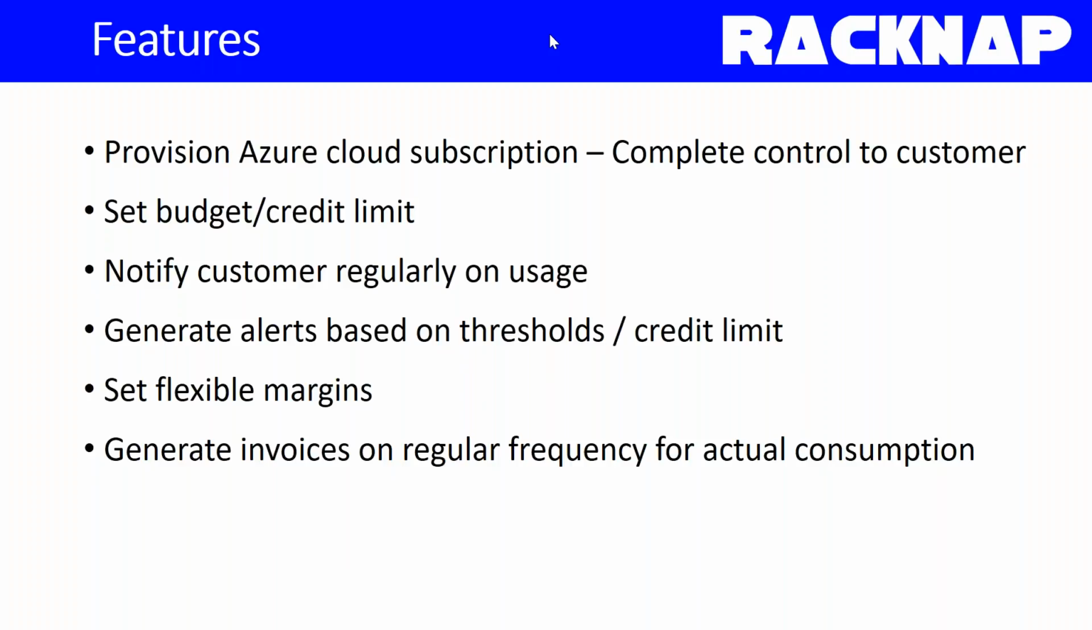RackNAP can also generate threshold-based or credit limit-based alerts as well, and we can also help you to set flexible margins on the platform for different SKUs. And last but not the least, generate invoices at a regular frequency based on a real pay-per-use model, based on actual consumption. Okay. So that's pretty much everything I wanted to share today.